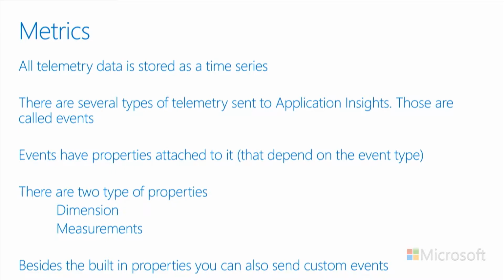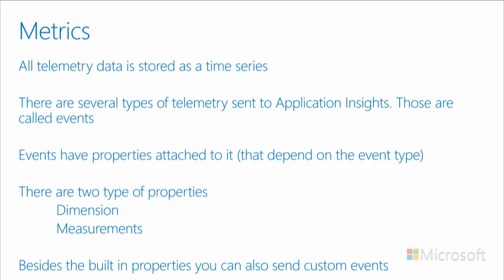Metrics is the thing that is sent by the clients to Application Insights. The data is ingested and transformed, and it is stored as telemetry as time series data. So it's something that you can search by date, restrict, and filter by date. There are several types of telemetry that Application Insights can receive. Those are the ones that are sent by the SDK. They are typed, and all those events or metrics that are sent have properties attached to them, and they depend on the event type.